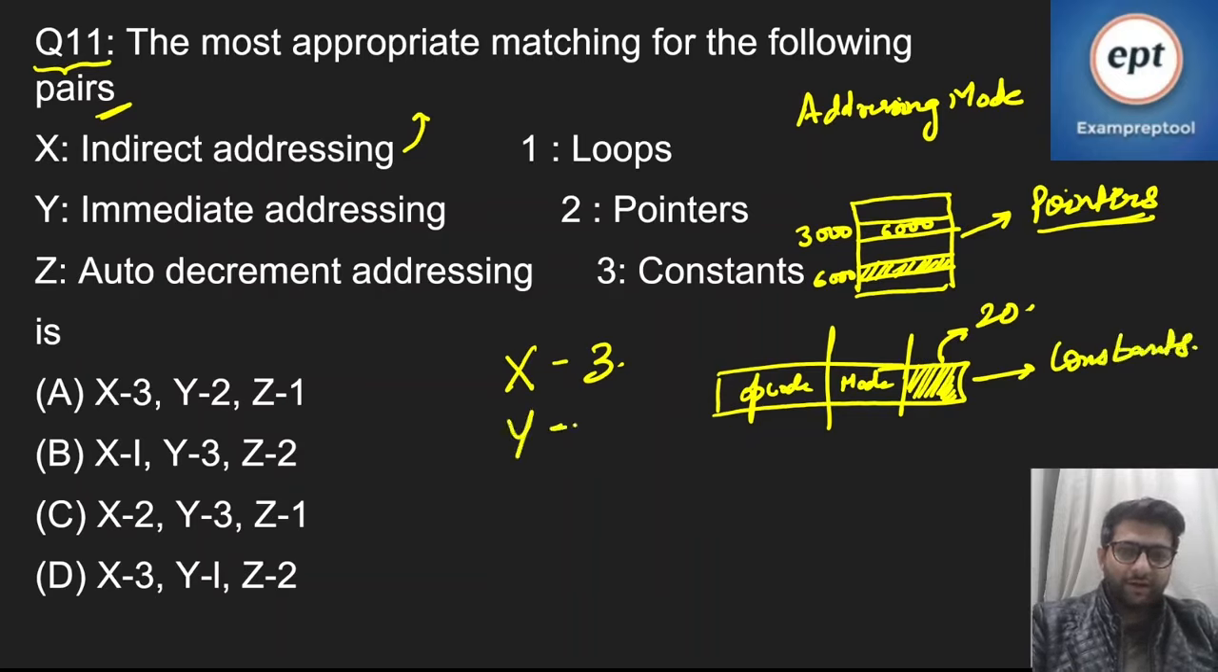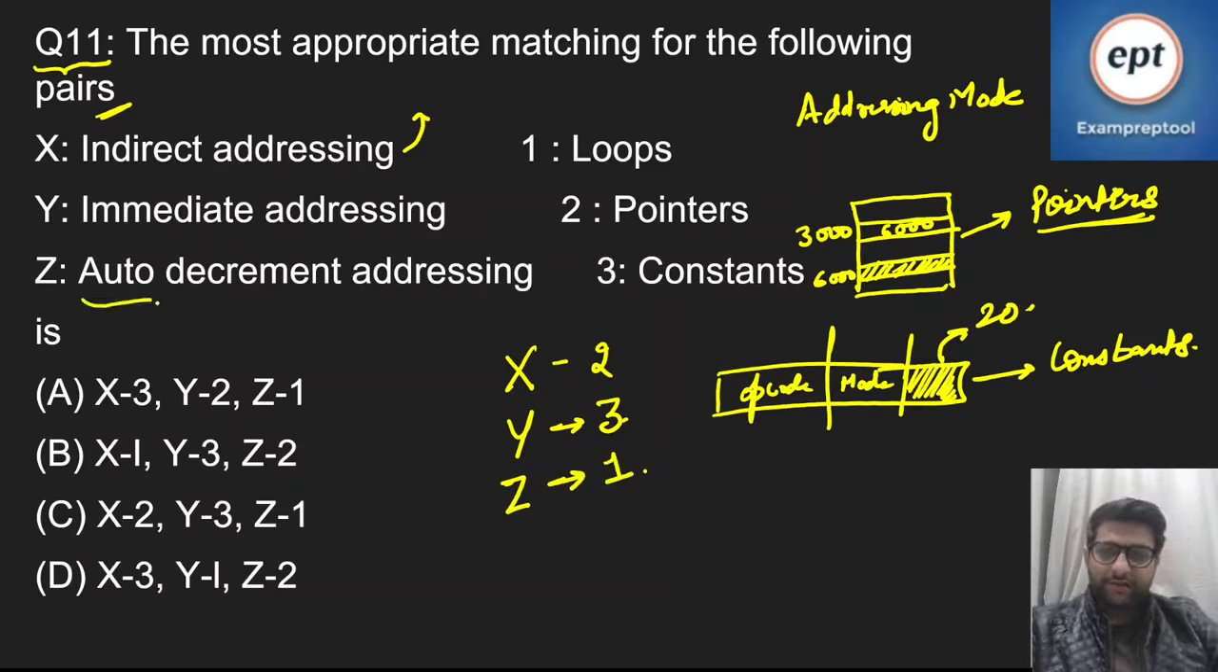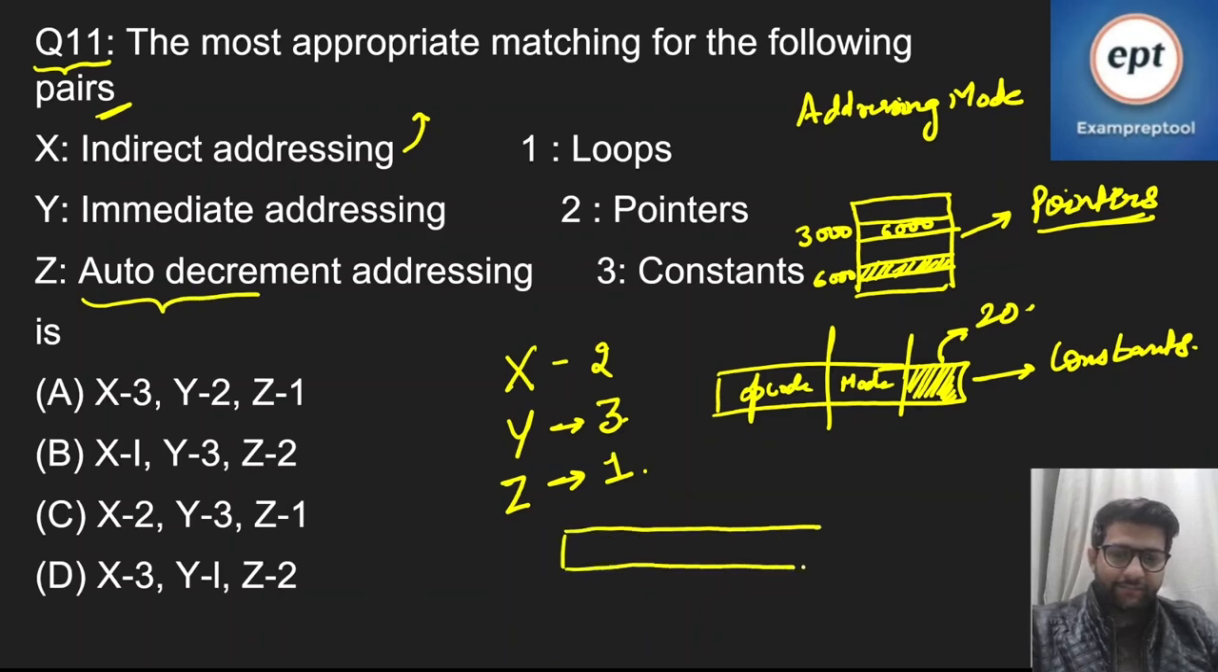Again, here this was with pointer, so this is 2, and y will be matched to constants. And so the left one is 1. Let's revise auto decrement addressing. So what is done here is that if this is an instruction, there will be a register.